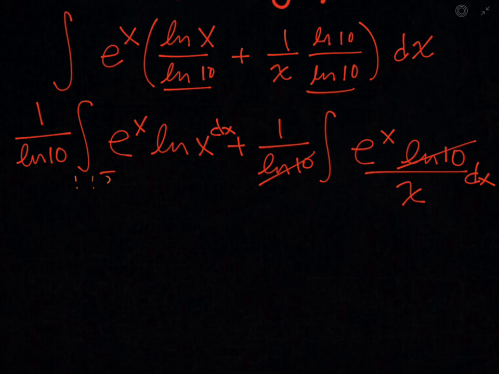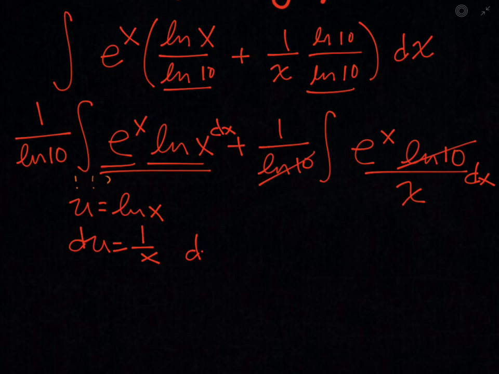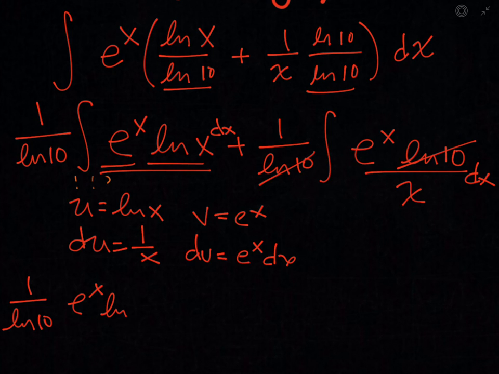Anyway, so we have this, and I'm noticing you're multiplying two terms here, so let's try parts. So I'm going to say u equals natural log x, du is 1 over x, dv is e to the x dx, v is e to the x. That seems simple enough. So now we have 1 over the natural log of 10 times, but the times is implied, so we have e to the x natural log x, so that's uv, minus the integral of v du.